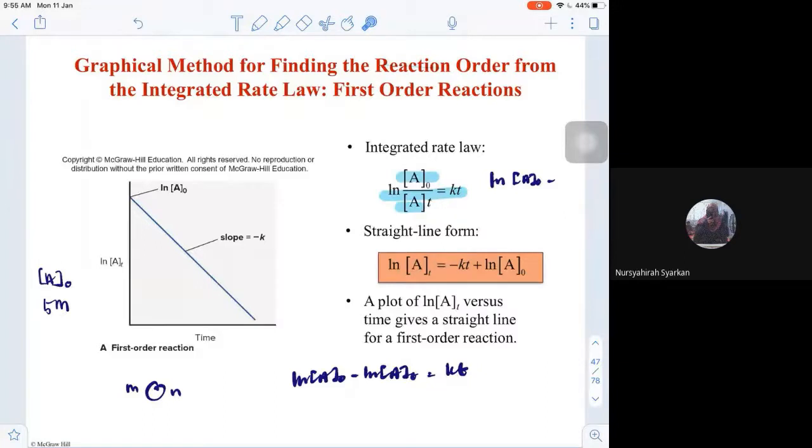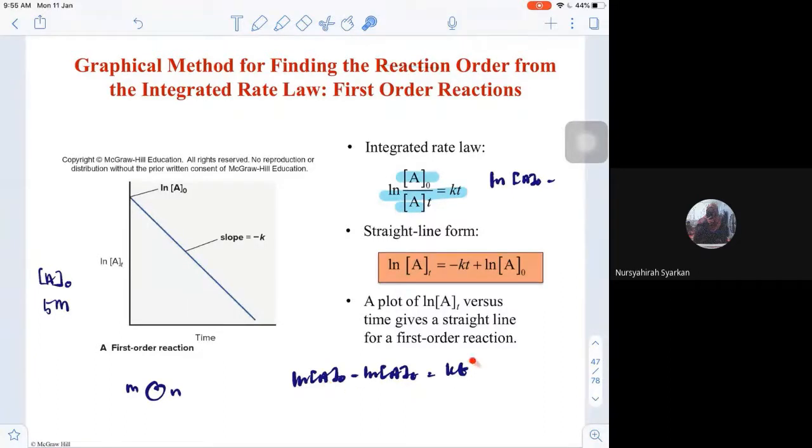So ln A naught will always be constant. ln At changes with the value of At. And then k is the rate constant, so of course k will be constant. But t is the time, which changes throughout the reaction. So t changes, k is constant, ln At changes, and ln A naught is constant.